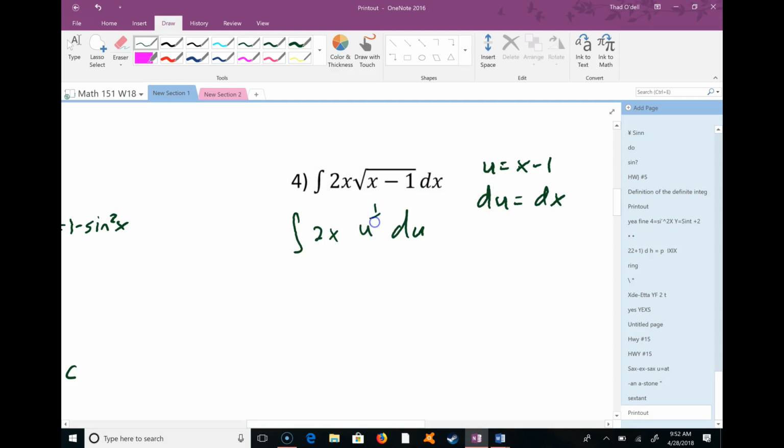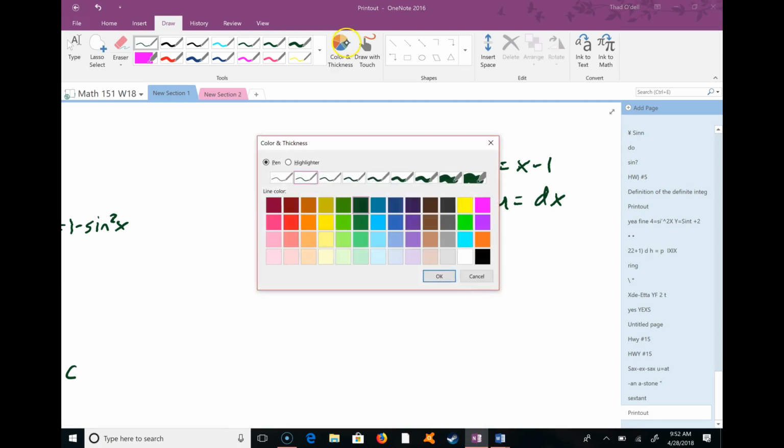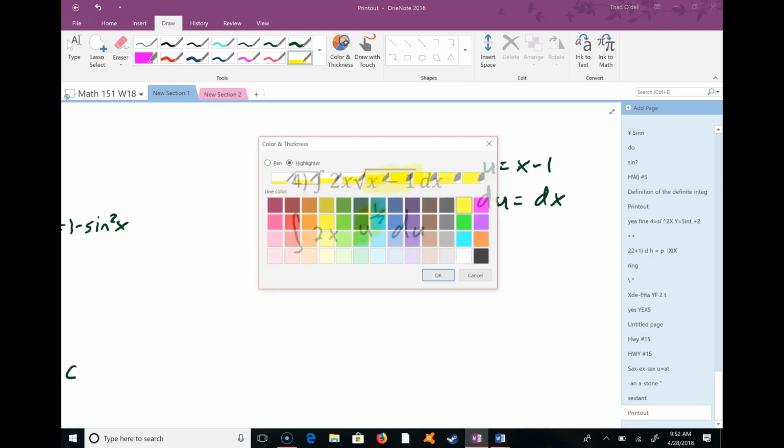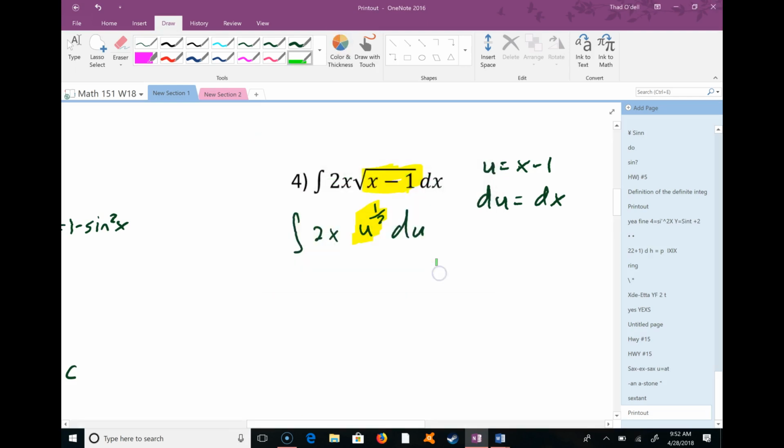This is supposed to be u to the 1/2. So if I highlight this time instead of marking and highlighting, that right there is the same as that right there. And to grab a different color, the du is the same as that, and we leave the 2x left out. We can't have an x in there, we have to have something involving u.